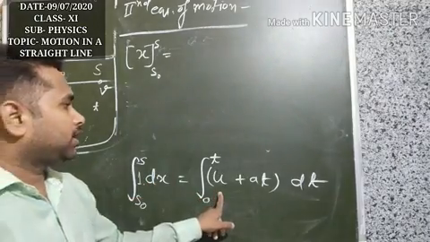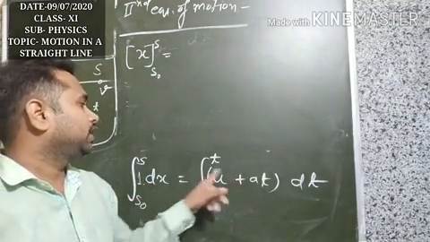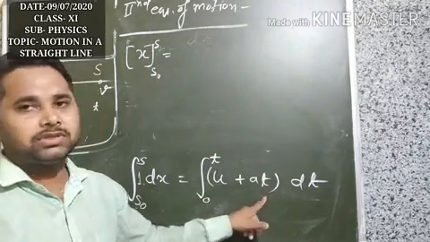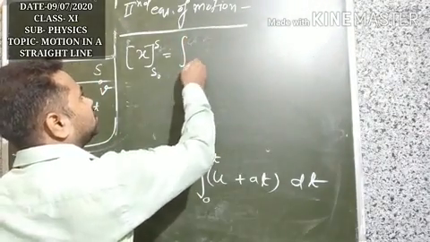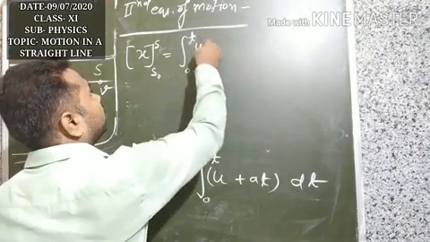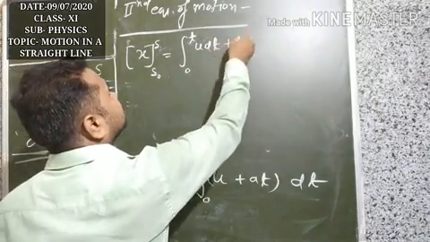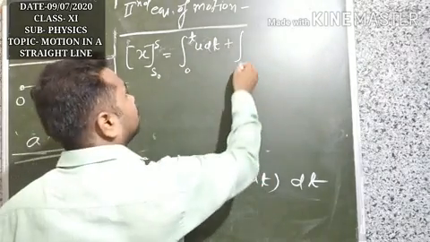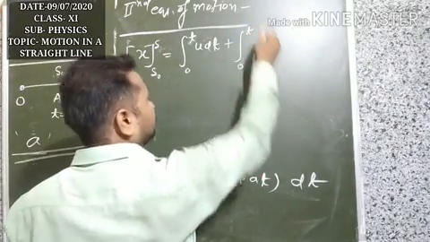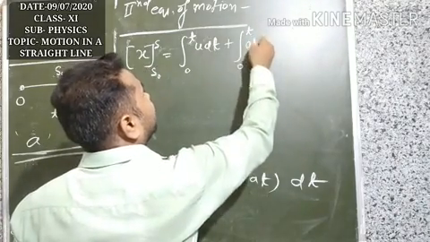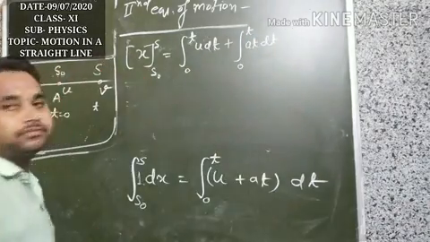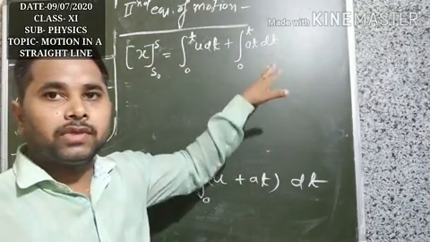Now for the right side we have two terms. So integration will apply on both the terms individually. So integration 0 to t of u dt plus integration with limit 0 to t of at dt.